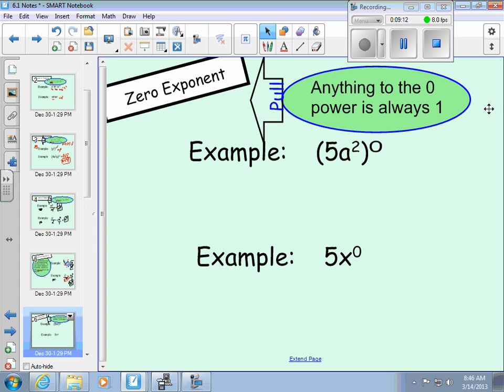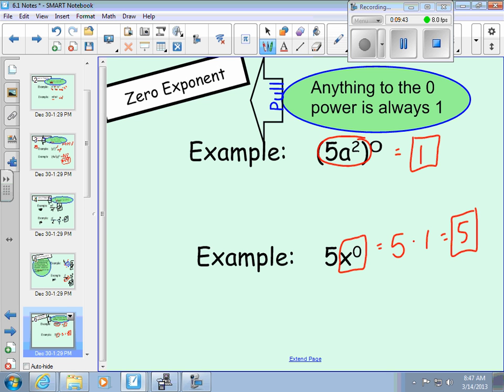So in this first example, you have all this stuff here being taken to the 0 power. The answer is 1. Now be careful. On the second example, what's being taken to the 0 power? Only the x's. So x to the 0 power will equal 1, but it's multiplied by this 5. So what we have is 5 times x to the 0 power, which is 1. So here the answer would be 5. The 5 is not to the 0 power, only the x's. So whatever's taken to the 0 power equals 1, and then you multiply by whatever's left over.